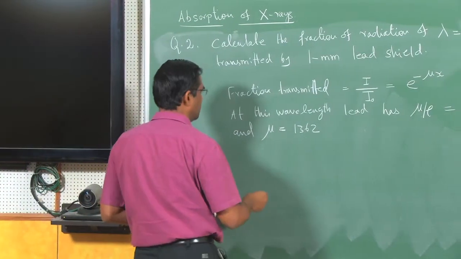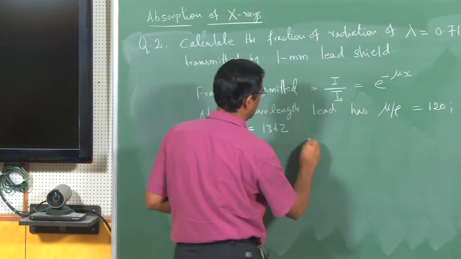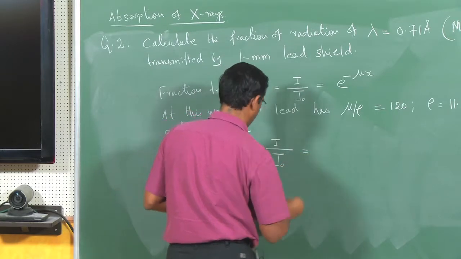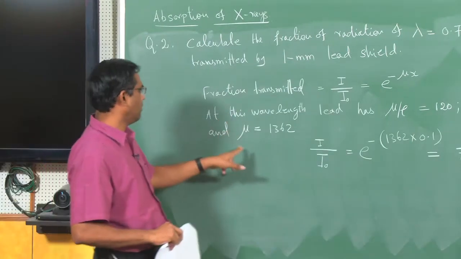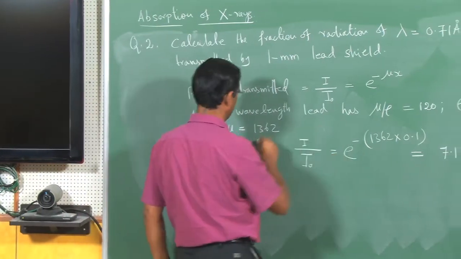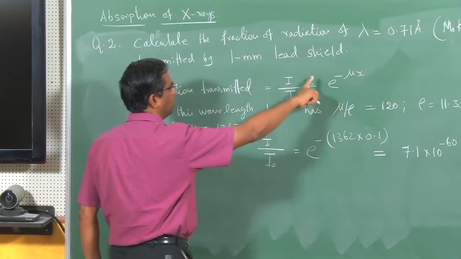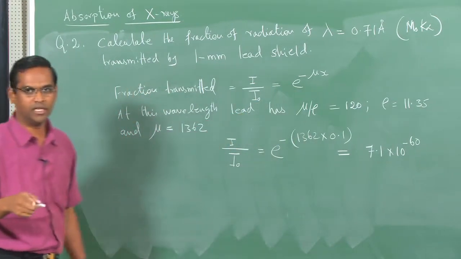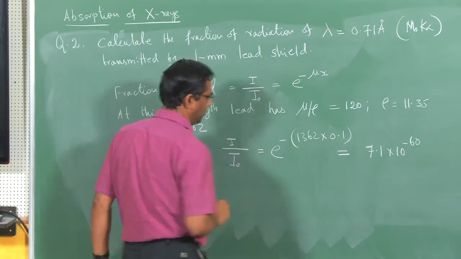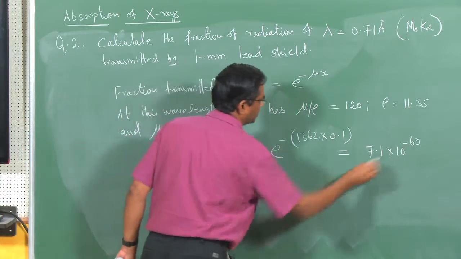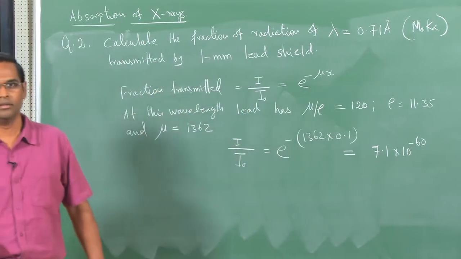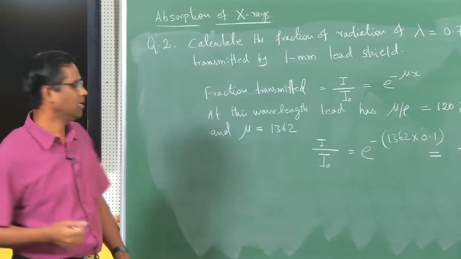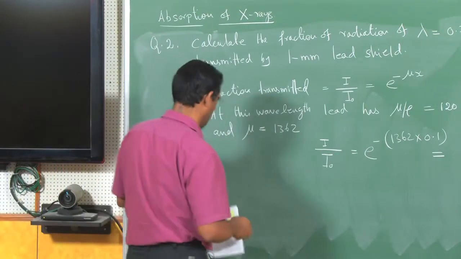So, we will simply substitute this to obtain this value of fraction transmitted. We have just simply substituted this into this. Thickness is about 1 mm. So, x in this equation is always given in centimeter, so you appropriately change that and then you get this value. What you find is that the number is infinitesimally small compared to the original intensity. So, it is a good filter.